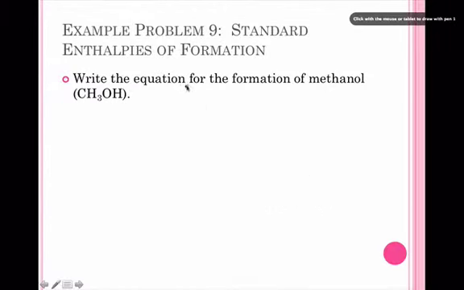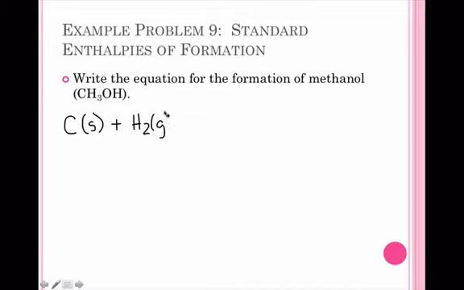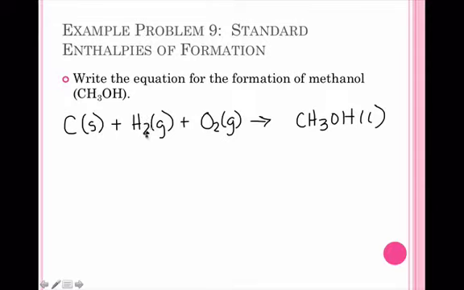If we try another, it's the formation of methanol. Here's methanol's formula. So in methanol, we have carbon, and carbon in its standard state is just carbon solid, plus we have hydrogens. Hydrogen is a diatomic gas. And we have oxygen, and oxygen is also a diatomic gas. And that's going to give us CH3OH, and that's a liquid. Methanol is an alcohol, it's a liquid.